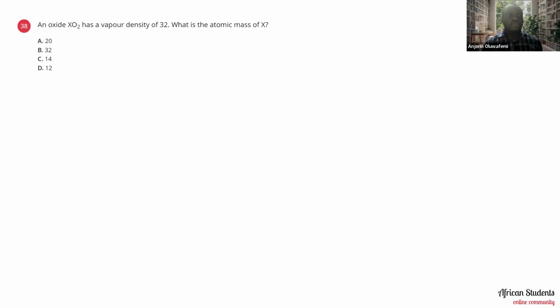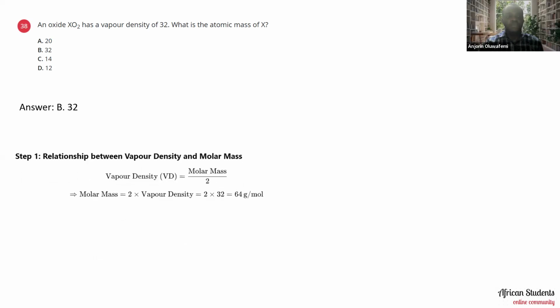It says an oxide XO2 has a vapor density of 32. What is the atomic mass of X? The answer here is 32, option B, and this is how we come about it.